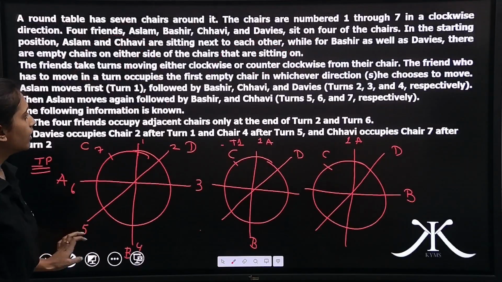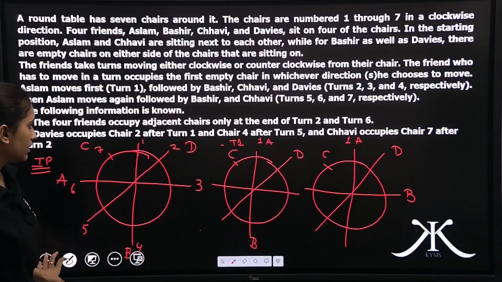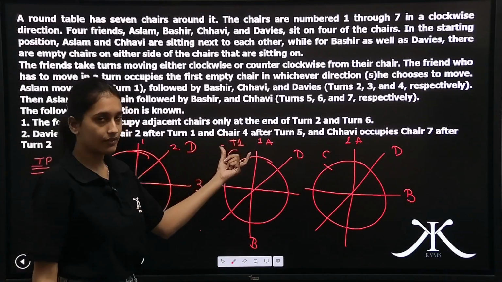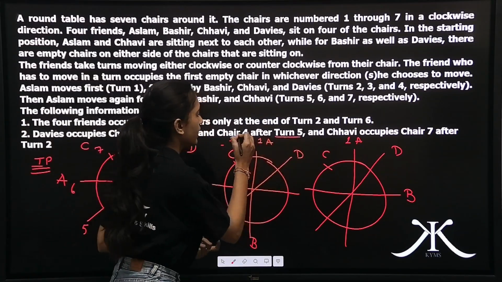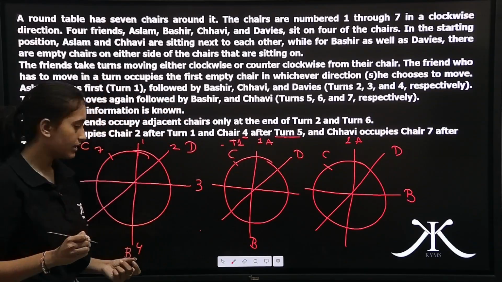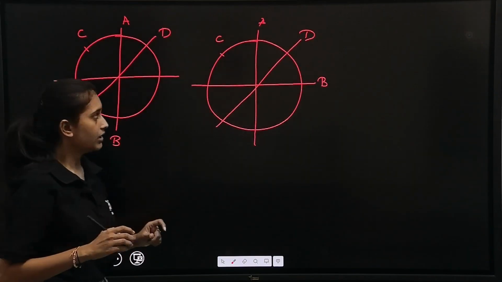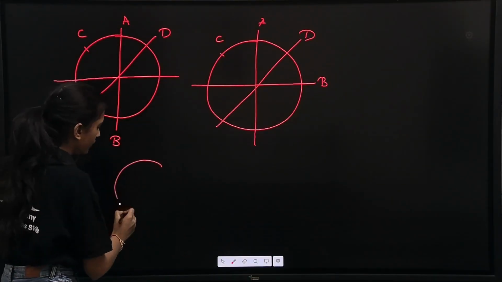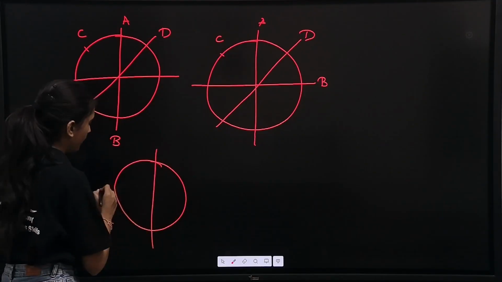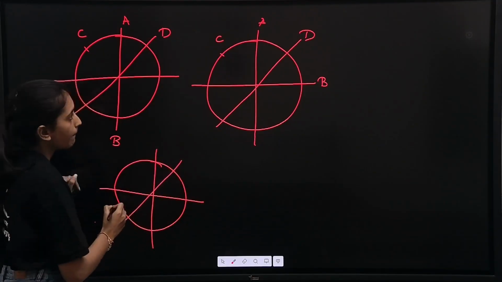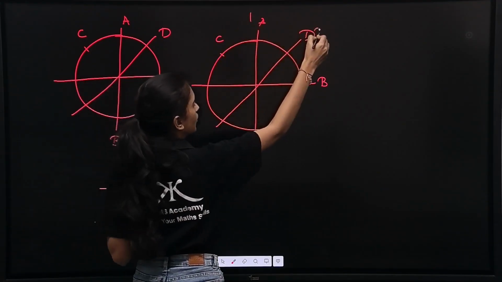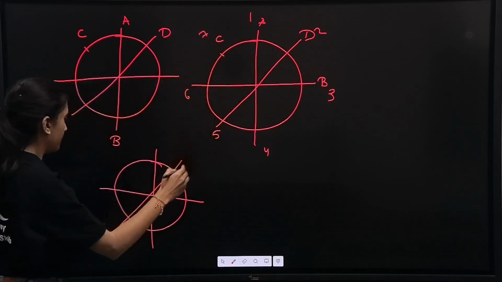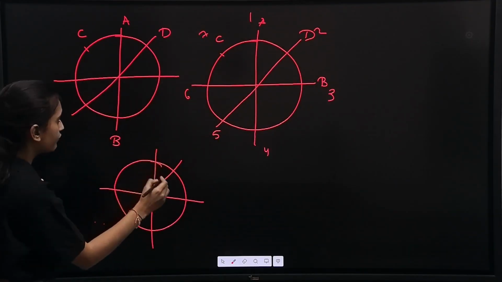Now, in turn 3, C will move, and in turn 4 D will move. It's given that after turn 5 D will be at chair 4. It means when D was given the chance to take a turn, it went to chair 4. Currently it's on chair 2. Okay, D will move to chair 4.